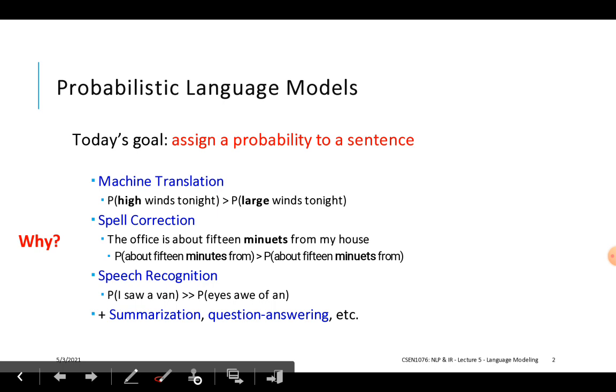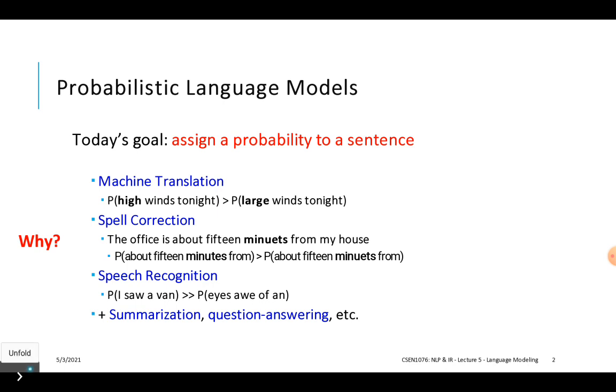How will this task be useful? It is useful for machine translation. So for example, the probability of high winds tonight should in essence be larger than the probability of large winds tonight, based on the probability that the word high will always be followed by wind as opposed to large, which is less likely to be followed by wind.